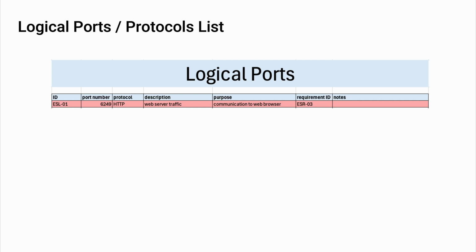Next question, is the port number appropriate? We look at our protocol and see that it's HTTP. We look at our port number and see that it's 6249. We know immediately that this port number is not appropriate for this protocol. The port the HTTP traffic should be on is port 80.